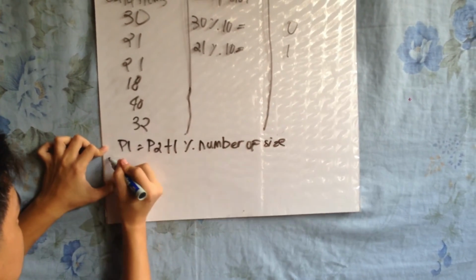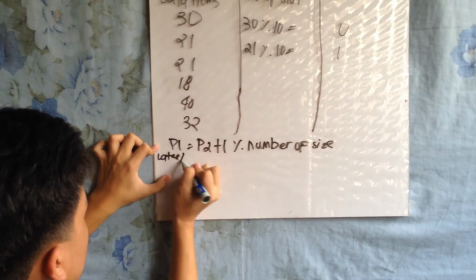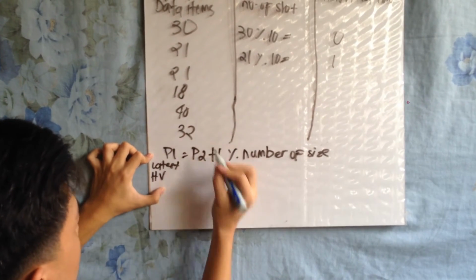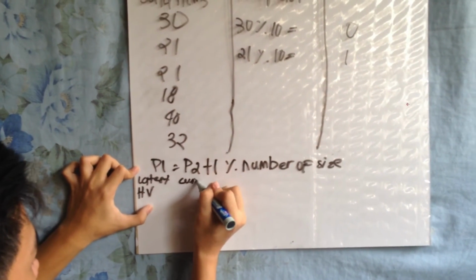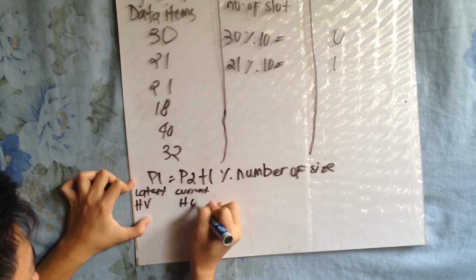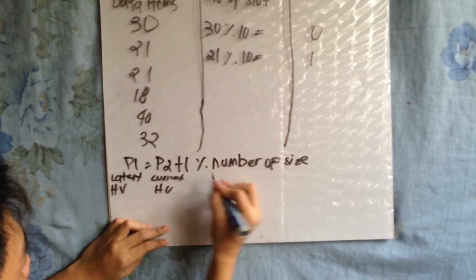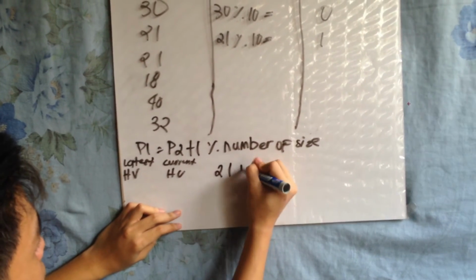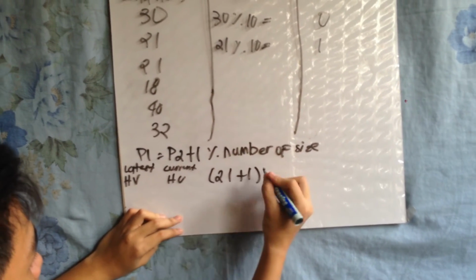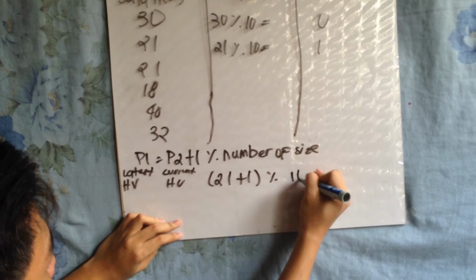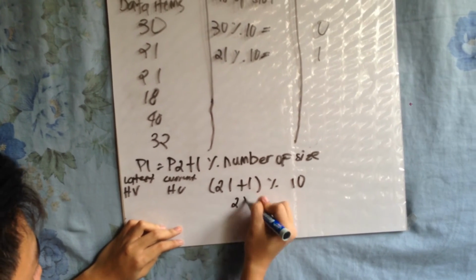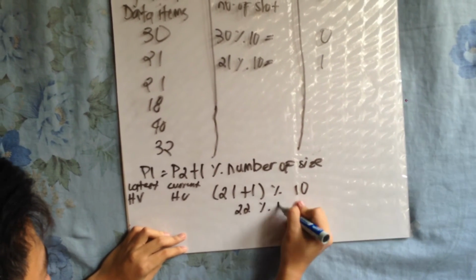So, P1 is the latest hash value, and P2 is the current hash value. So, 21 plus 1, modulo 10. 21 plus 1 becomes 22 modulo 10.